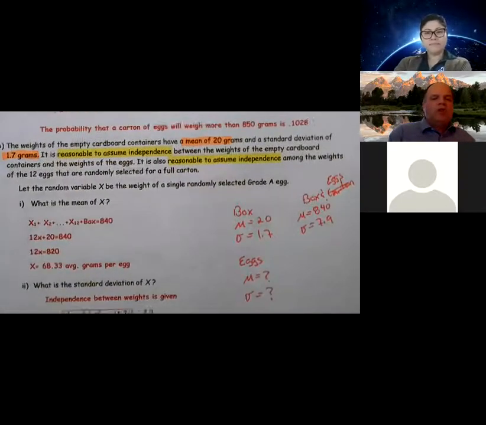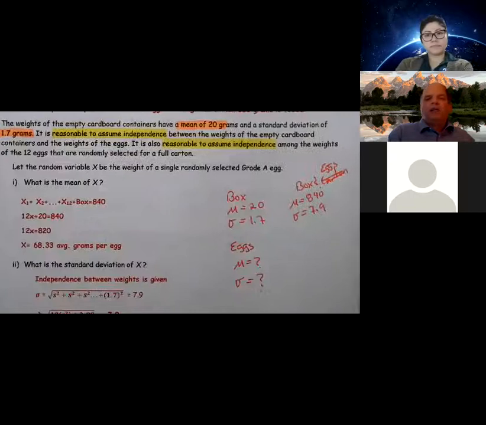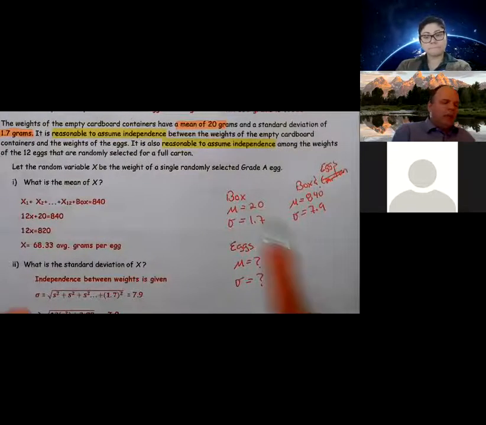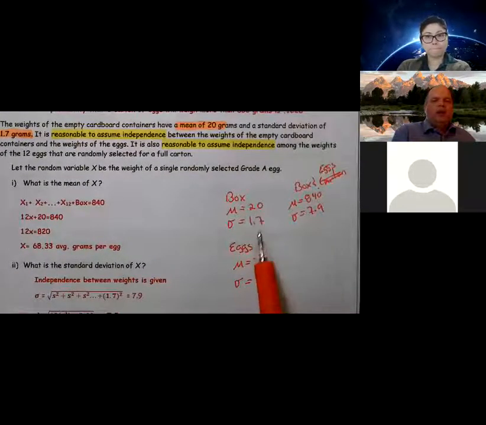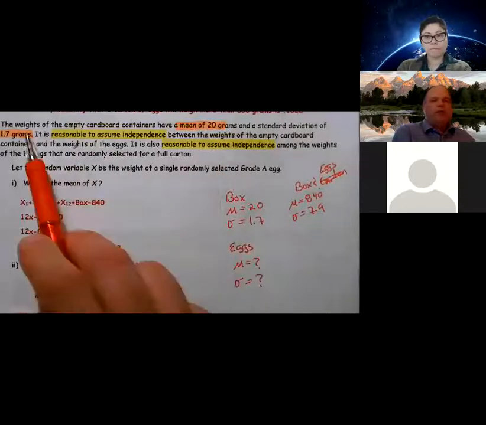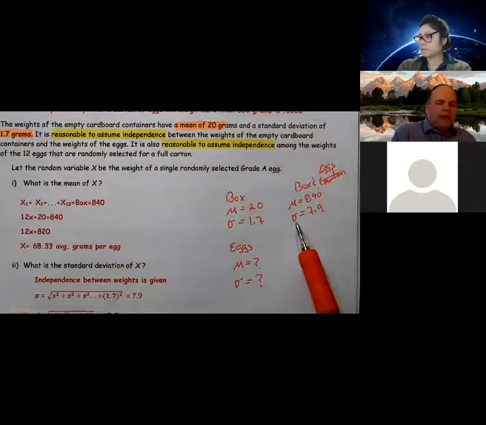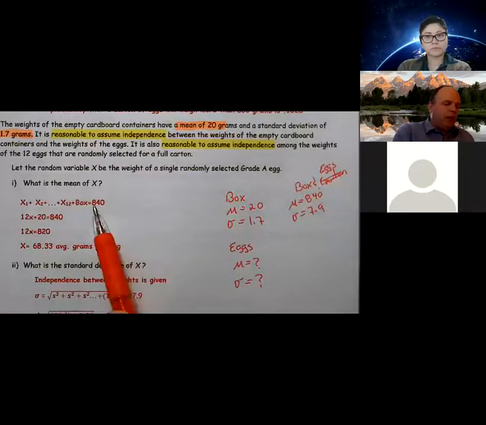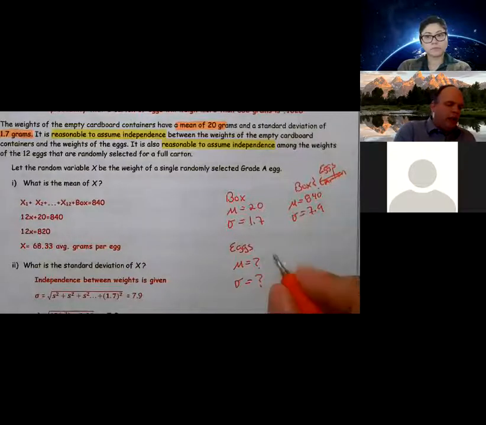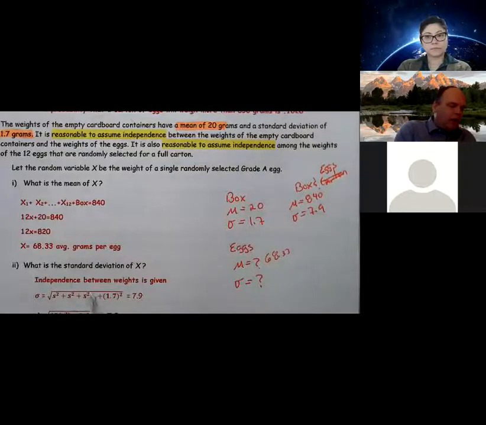All right? So, off to the side, I just made a little note. The box weighed 20, the standard deviation is 1.7, and I got that from over here. They told me the total carton had an average weight of 840, and the carton and eggs combined had a standard deviation of 7.9. Again, I just made a note to myself. And they asked us for the egg mean weight, and we just calculated that. We said the egg mean weight was 68.33. Now they want to know what's the standard deviation of an egg.